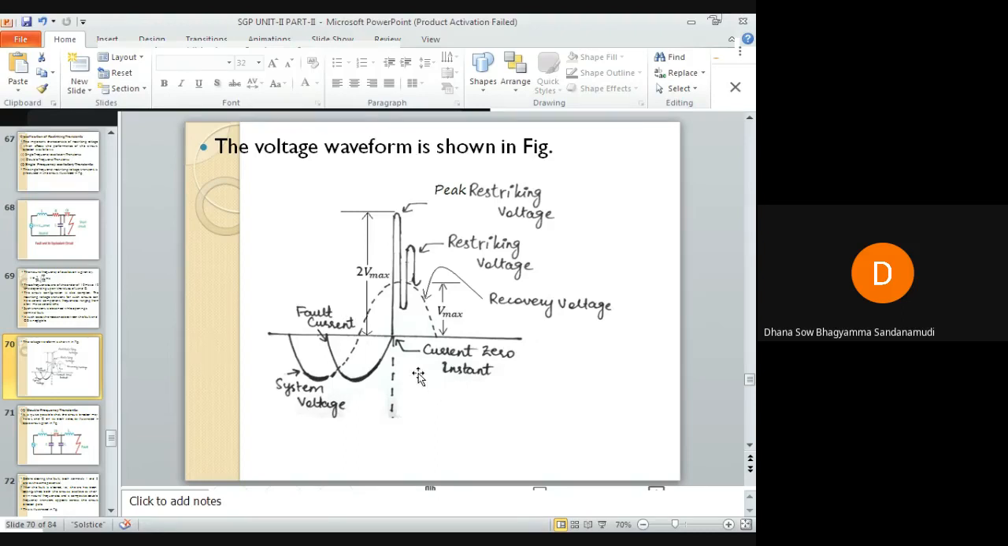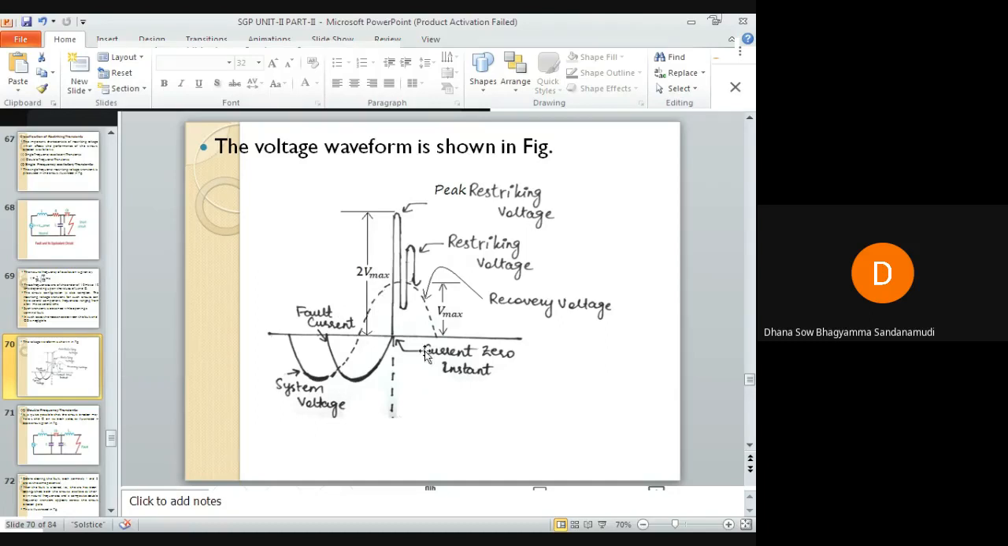If I want to determine the rate of rise of restriking voltage for a single frequency transient component, this is a single frequency transient component, isn't it? I can determine it by dividing the maximum amplitude of the oscillation. The maximum amplitude of oscillation is this peak value. This value is the maximum, that is 2V max.